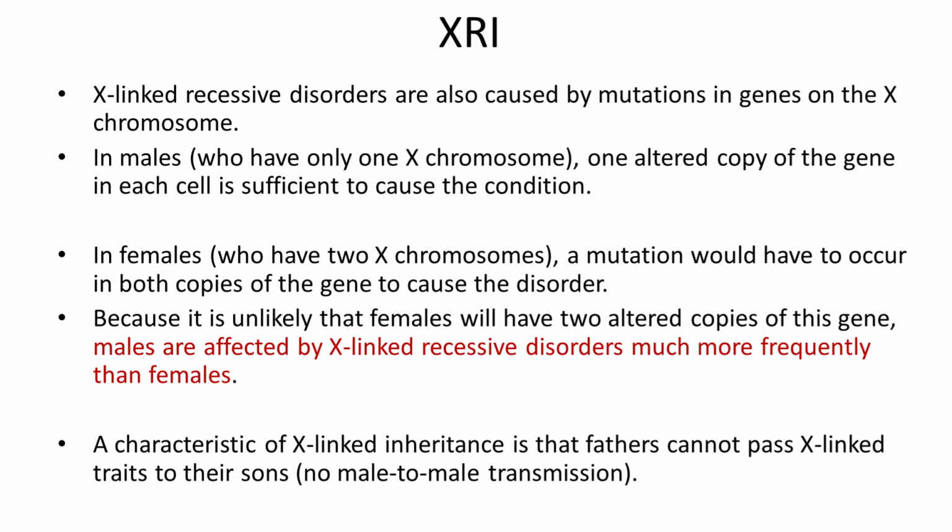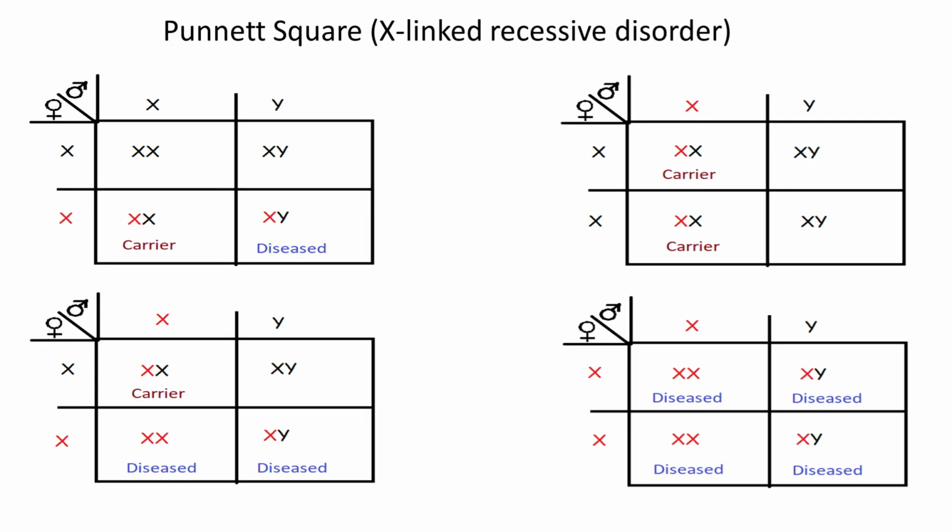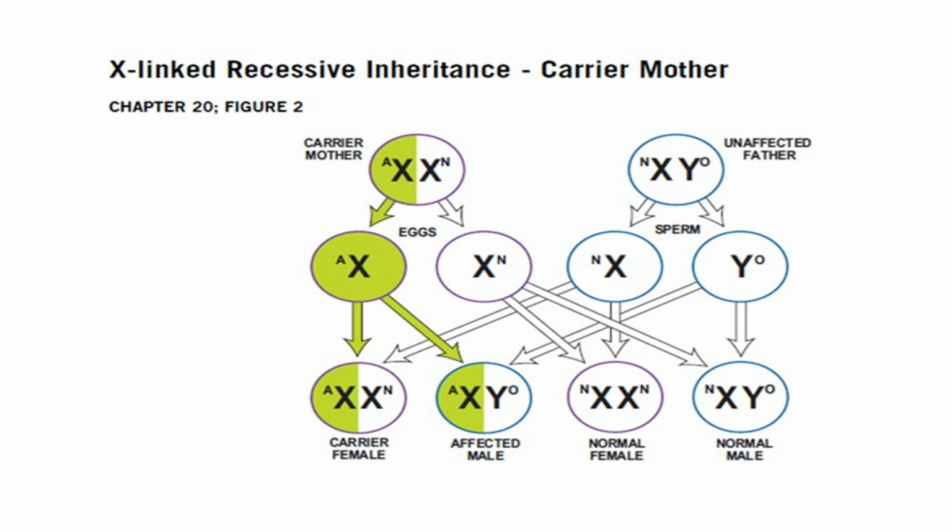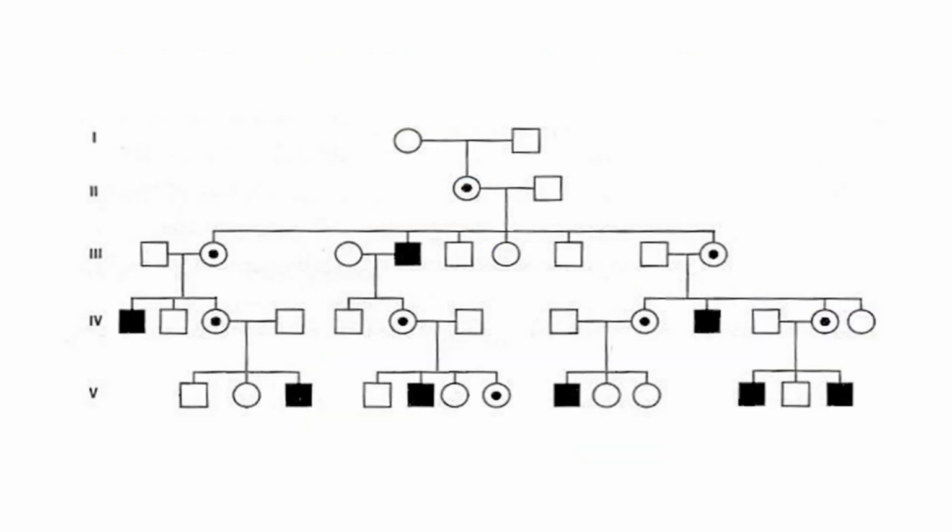A characteristic of X-linked inheritance is that fathers cannot pass X-linked traits to their sons. This is the Punnett square of X-linked recessive disorder. And this is the diagrammatic representation of pedigree analysis of an X-linked recessive inheritance.